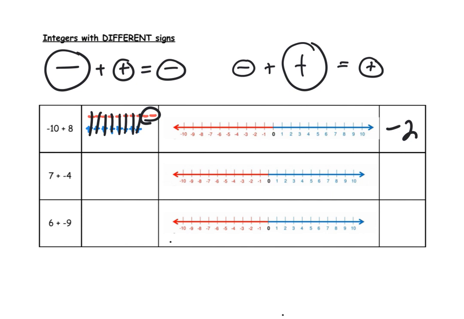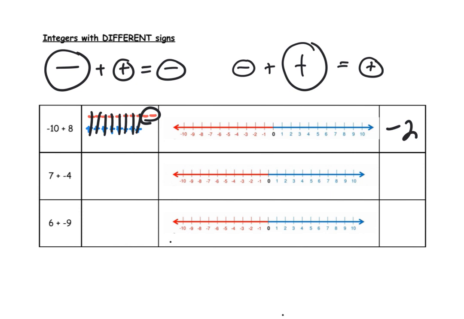And I could have kind of looked at it first and analyzed this a little bit. When I look at the number -10, that is 10 spaces away from 0. When I look at the number 8, that is 8 spaces away from 0. That means -10 is further away. There are more negatives here than there are positives, which means your answer is going to be negative. And the question you're asking yourself is, how many more negatives are there than there are positives? And we can see from our picture that there are 2 more.